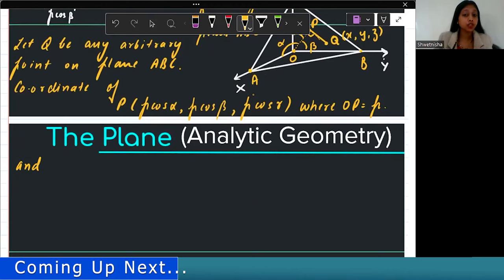Everywhere, whatever is not given in the question. For example, if you're trying a question and these alpha, beta, gamma are not given in the question, you are taking them. So it's important that you define them.